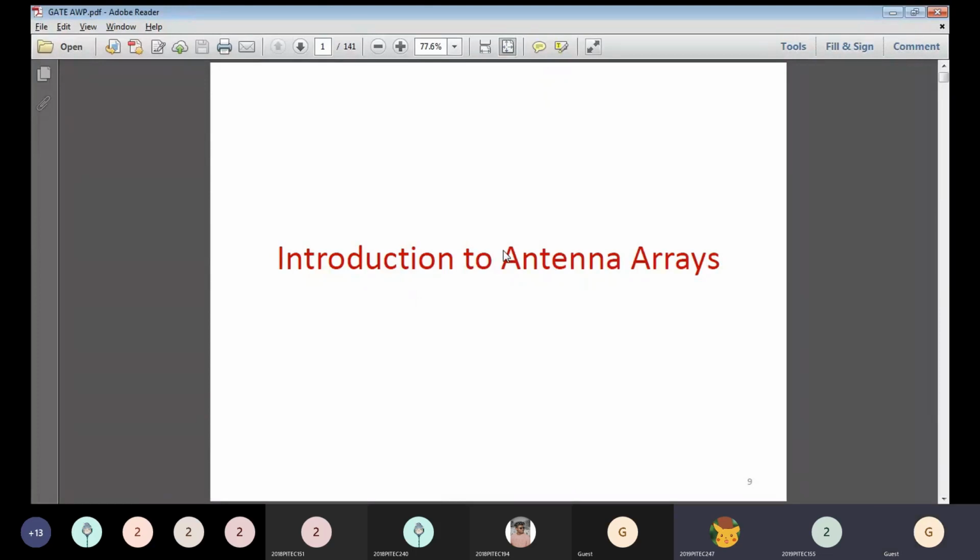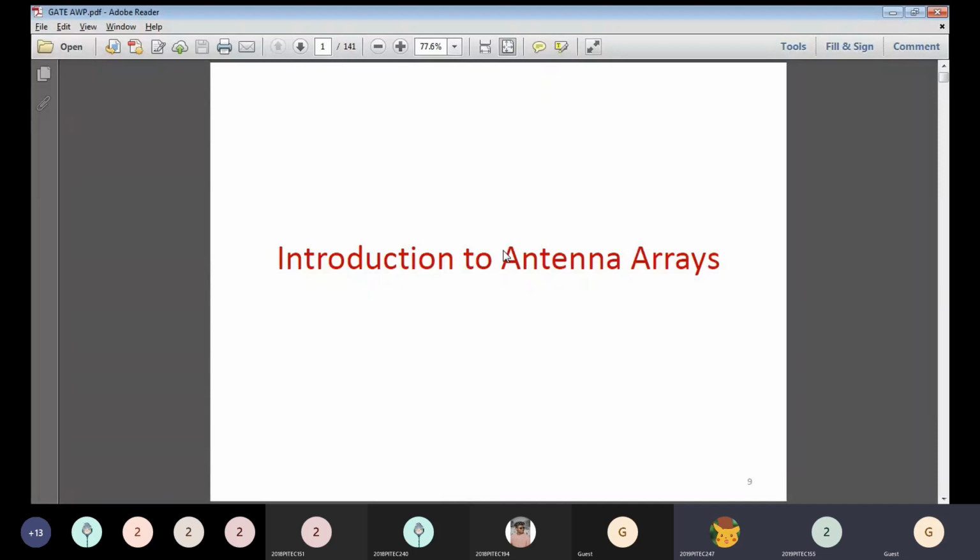Coming to the isotropic antenna, it radiates equally in all directions. It is simply called a hypothetical lossless antenna. Generally, we take this antenna as the reference antenna. Next, we have the directional antenna. It has the property of radiating and receiving waves effectively in some directions more than in others. That means it radiates and receives energy towards a particular direction. That is called a directional antenna.